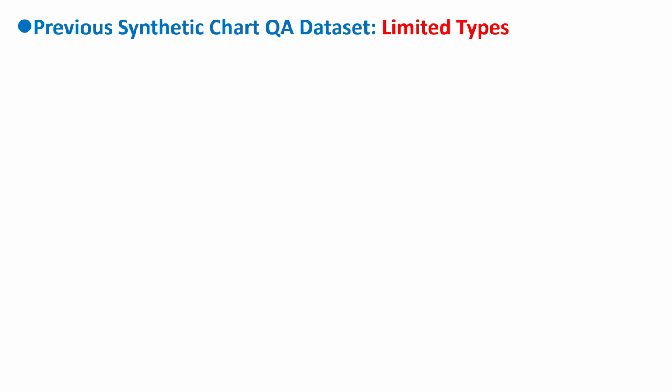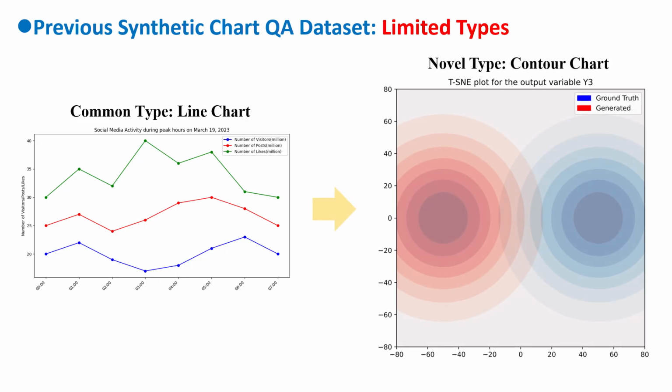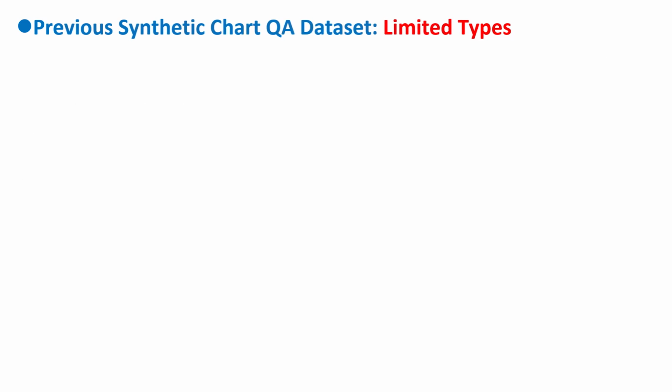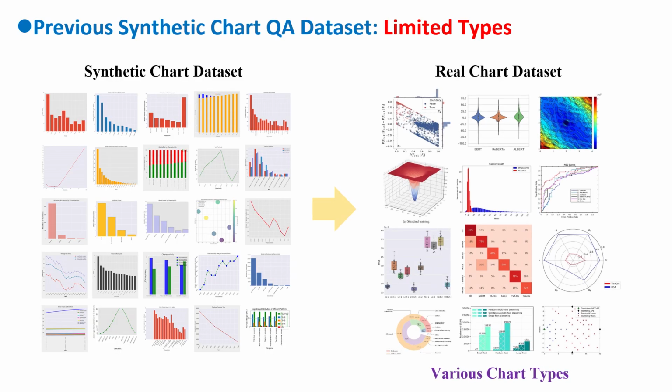The previous synthetic chart QA datasets have two gaps when compared to real charts. The first gap is limited types. Most synthetic datasets overuse just a few types, like line charts. They rarely include novel chart types such as contour or quiver plots. That narrow coverage hurts generalization to real, varied charts.